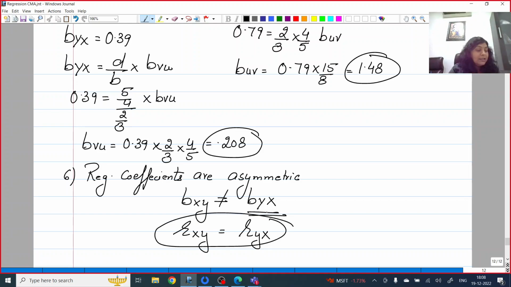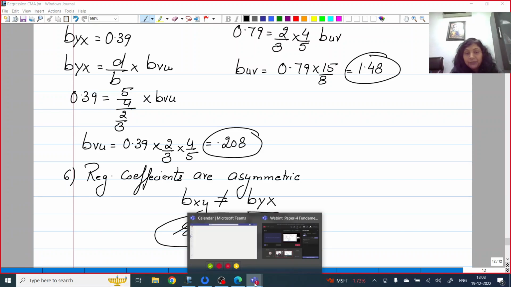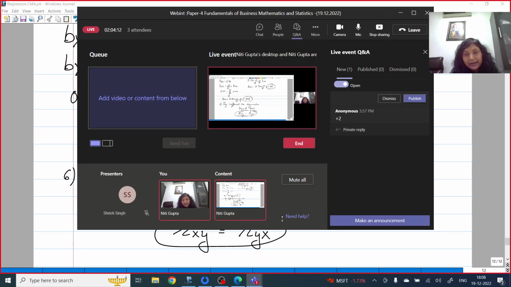So this is the entire content of regression that we have discussed in one class. The properties of regression are very important, and the most important property is this: regression is independent of change of origin and dependent on change of scale. So that's all about our regression.